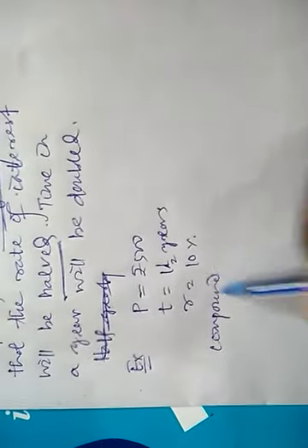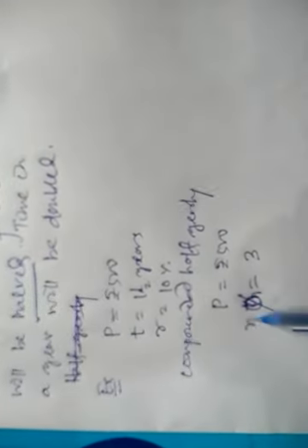When compounded half yearly, your principal will not change, that is rupees 500, but the time given, t or n, whatever you call it, n will be 3. Why will n be 3? Because it is given compounded half yearly, in a year there are 2 half years. So it is given 1 and a half years, which means 1 year is 2 half years and one more half year, so n will be 3.